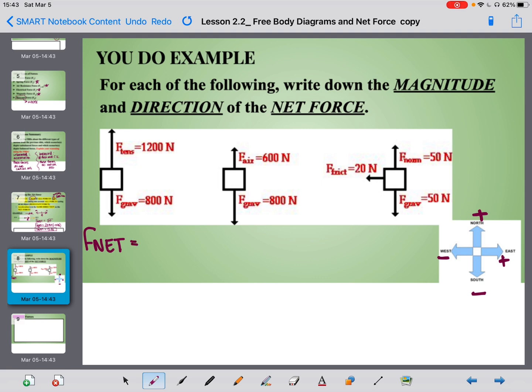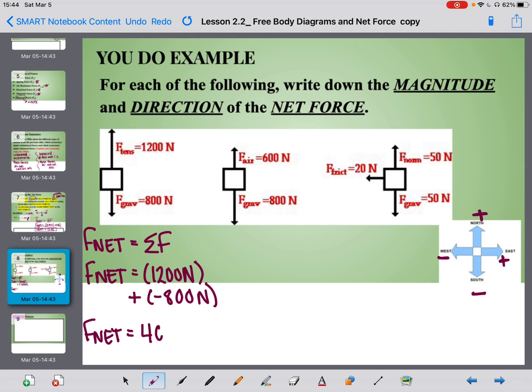So F net equals sigma F. F net equals 1200 newtons plus a minus 800 newtons. You should get an F net of positive 400 newtons. And that makes sense because you have more on top than you do on the bottom. So we know what's going up.